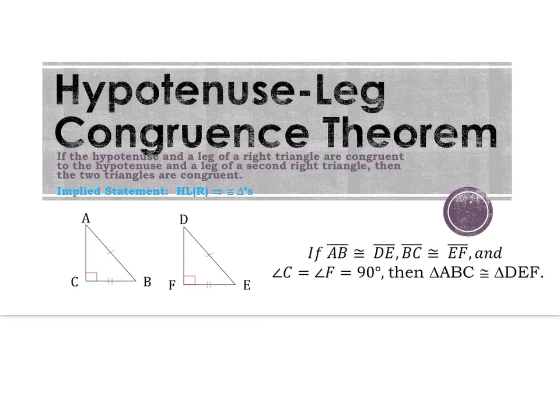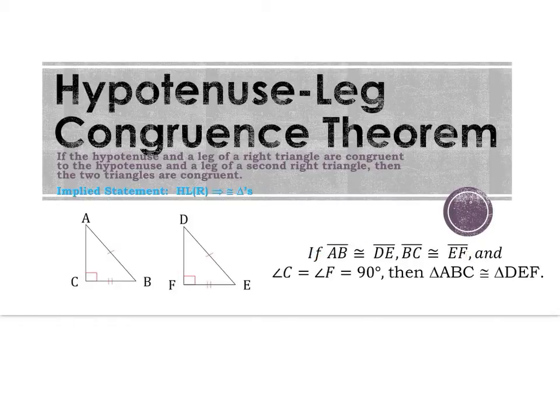All right, our next theorem, the hypotenuse-leg congruence theorem, only works for right triangles. So this one is a special theorem. If the hypotenuse and a leg of a right triangle are congruent to the hypotenuse and the leg of a second right triangle, then the 2 triangles are congruent. So our implied statement reads HL, and in parentheses put an R for a reminder that that angle there must be a right angle, and it implies congruent triangles. Here we have our corresponding marks, and it doesn't matter which leg it is, at least one of the corresponding legs of a right triangle are congruent.